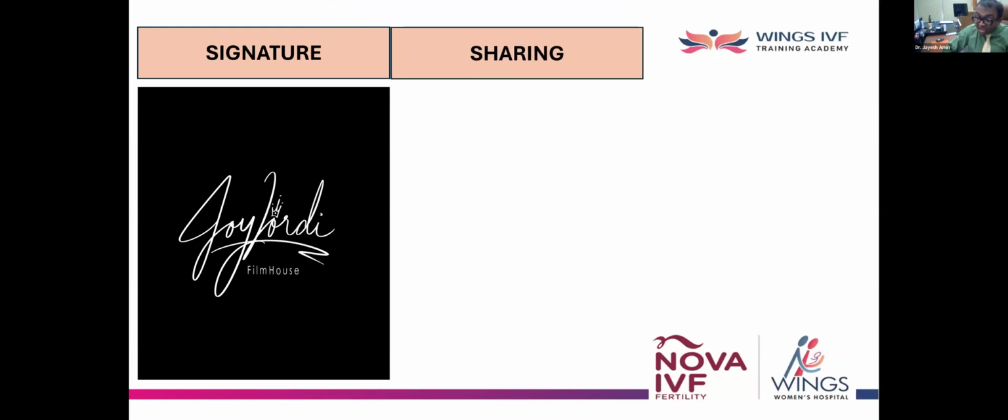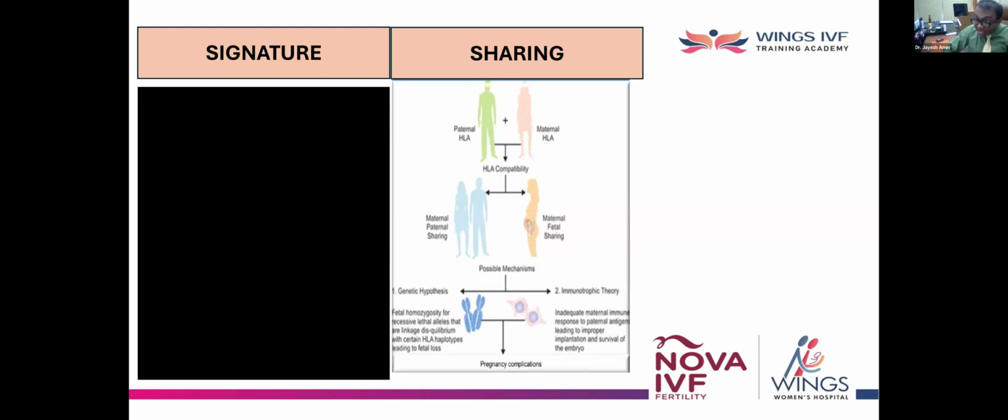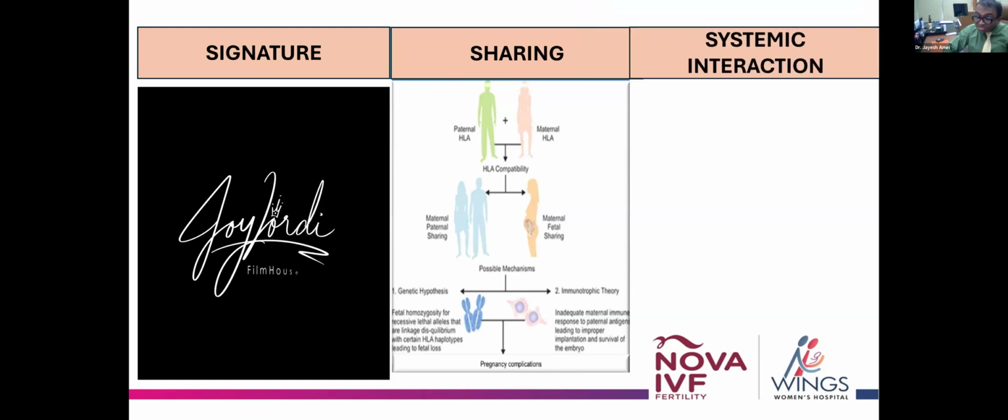That means if mother and father are sharing more HLA, then they may be like a brother and sister compared to a husband and wife. So sharing is more important. If there is more HLA sharing, then there will be no paternal antibody, because the immune system will consider it their own body and will not form the paternal antibody, and immunotolerance will not be there.